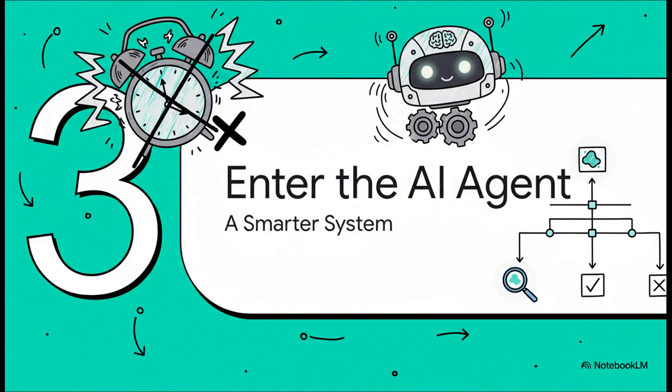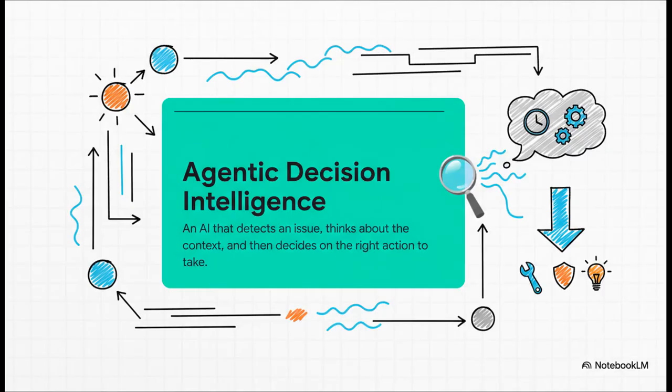This is a system that's designed not just to point out problems, but to intelligently figure out what to do about them. So what exactly is Agentic Decision Intelligence? It's not just another system that sends you emails all day. It's an AI that spots an issue, thinks about the context around it, and then, and this is the most important part, decides on the right action to take. It turns a raw alert into a complete, intelligent decision.